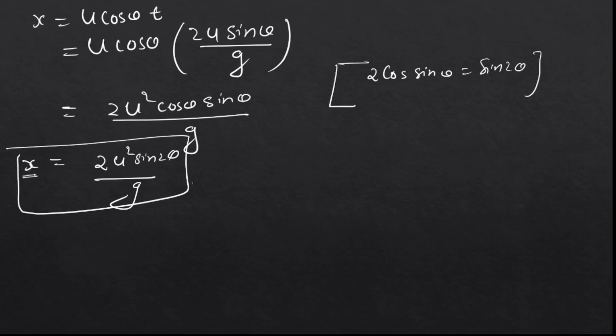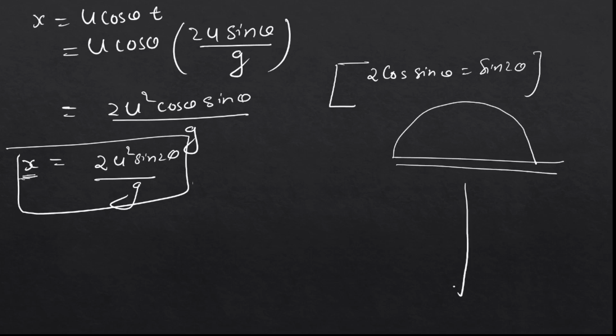Why only the x component? Why only along the x-axis? Because we are considering that the projectile is moving along the x-axis. If the motion would have been like this, then here we would have taken the y-axis, and for finding the time of flight we would have considered x is equal to 0. So this is how we can find the range and its time of flight, right?